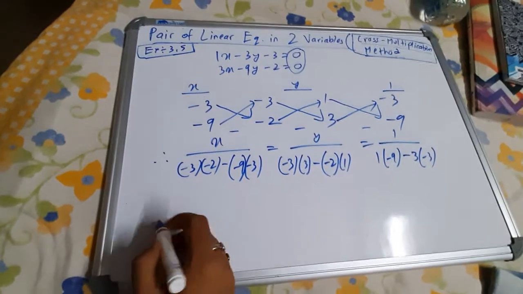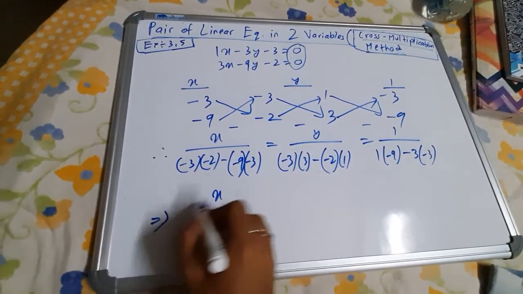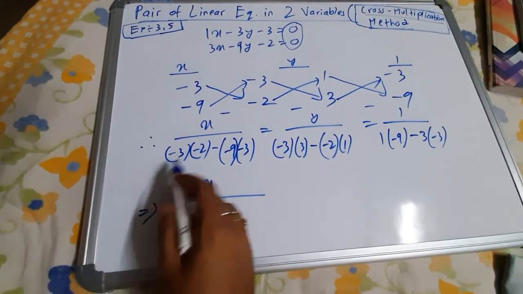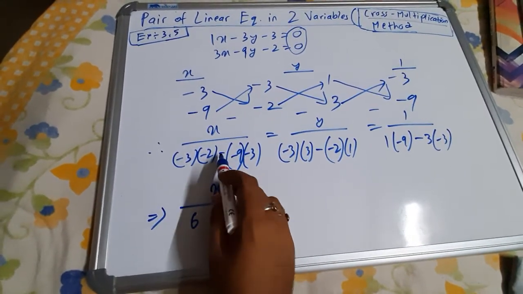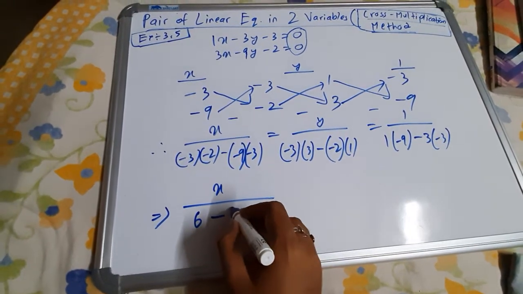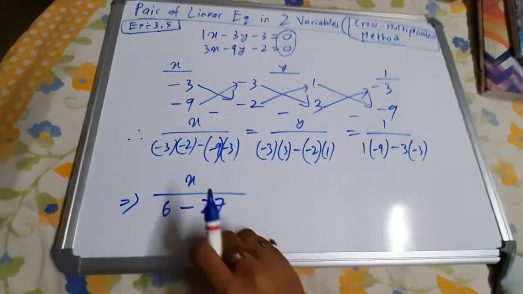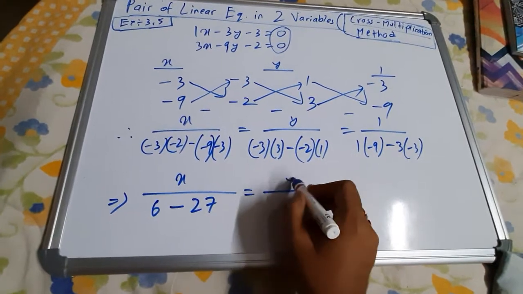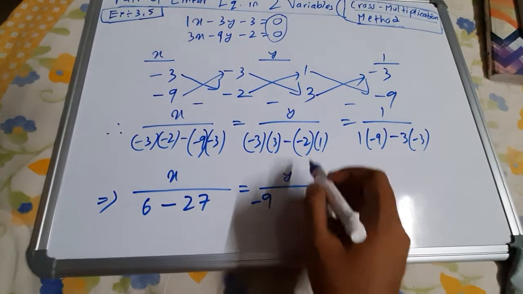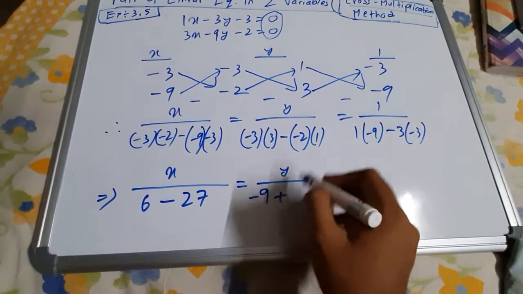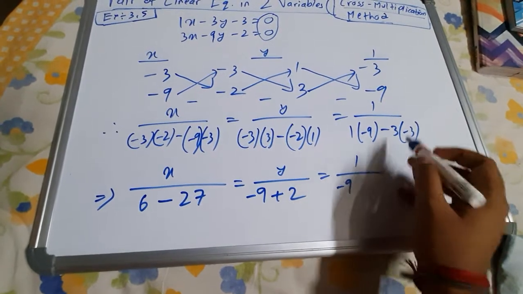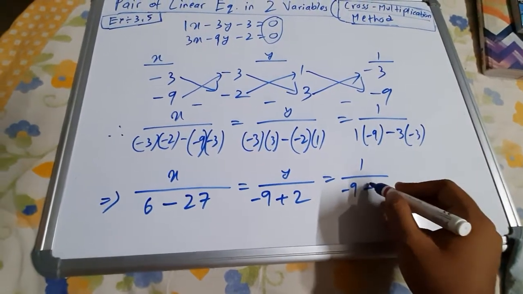I will simplify this one. See what happens. For x, minus 3 into minus 2 is 6. Minus into minus is plus, then minus into minus is plus, but again there is a minus. 9 3s are 27. For y, minus 3 into 3 is minus 9, then minus into minus is plus, 2 1s are 2. For 1, minus 9 into minus is plus 9.